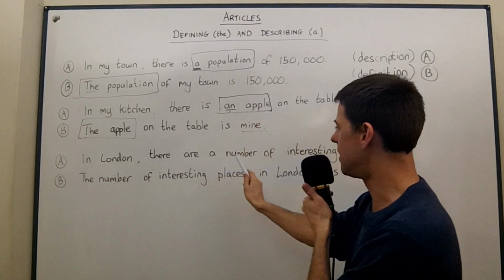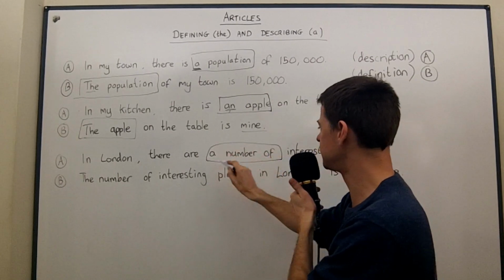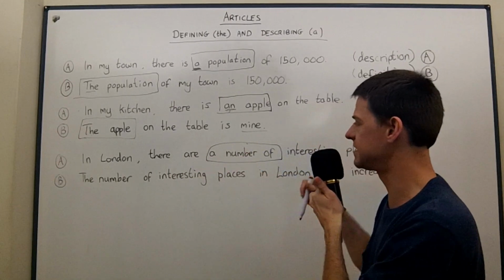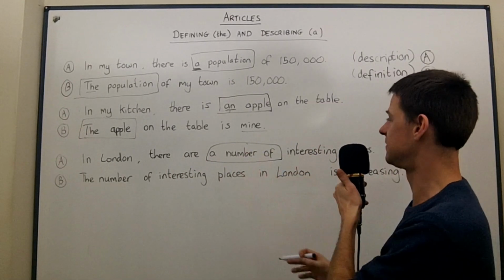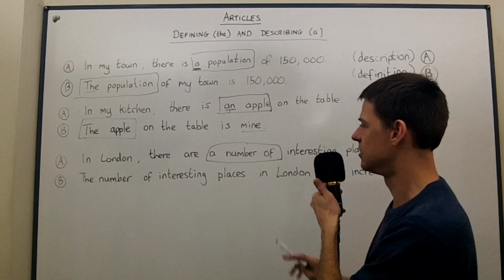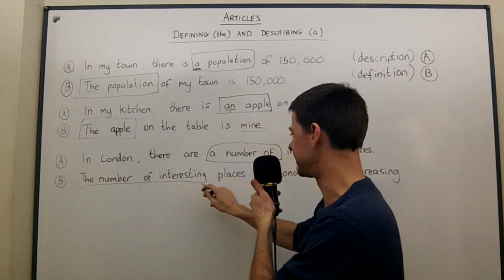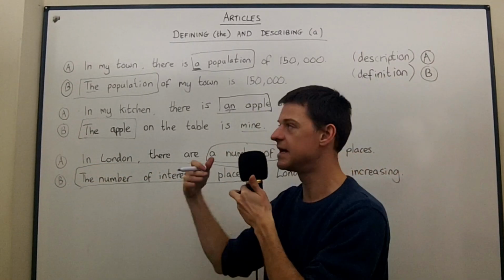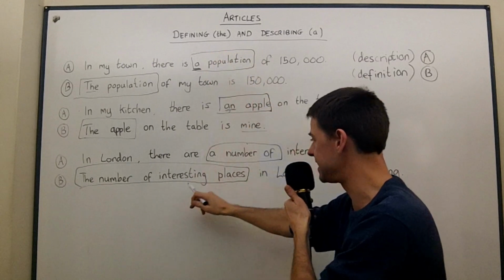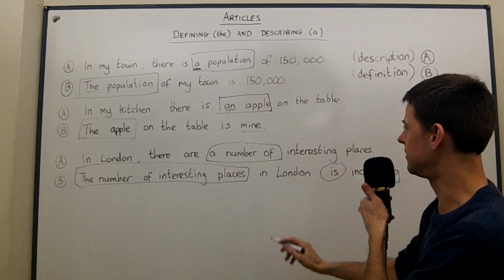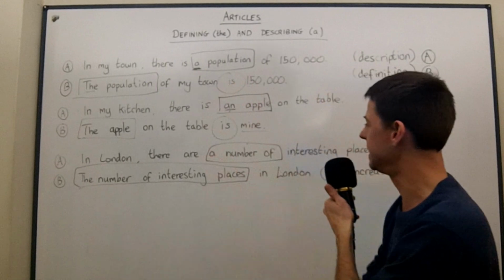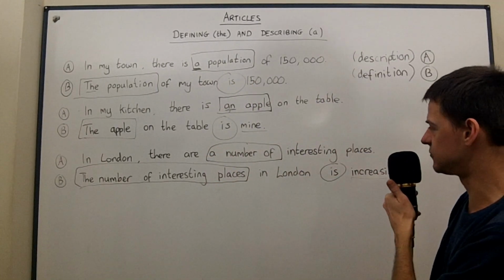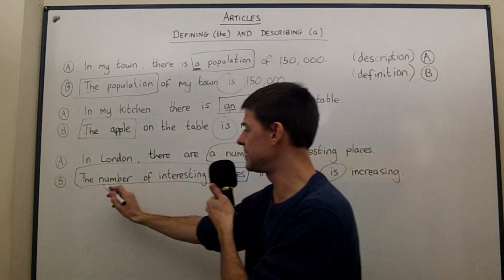One more. In London, there are a number of interesting places. This is after there are, it's the object, it's just a description of London. It's not a definition of the number of interesting places. Like in this one here, the number of interesting places is the subject. That means it's defining with the verb to be, like always, with the verb to be, it's defining the number of interesting places as increasing. The number of interesting places in London is increasing, so we must use the.